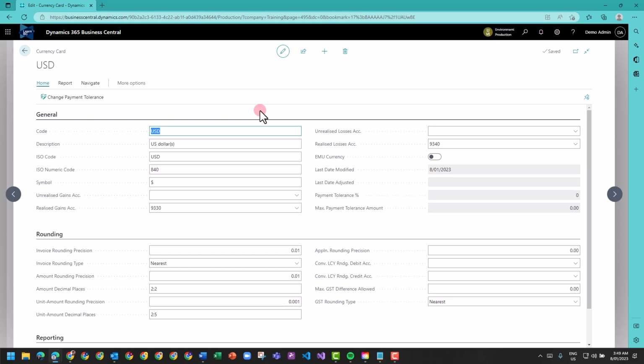And so the first code that's important is the actual currency code, for example USD. The description is the US dollars. We have an ISO code. So this is based on ISO 4217 standards, USD. The ISO numeric code, again based on ISO 4217, is 840. The relevance symbol.